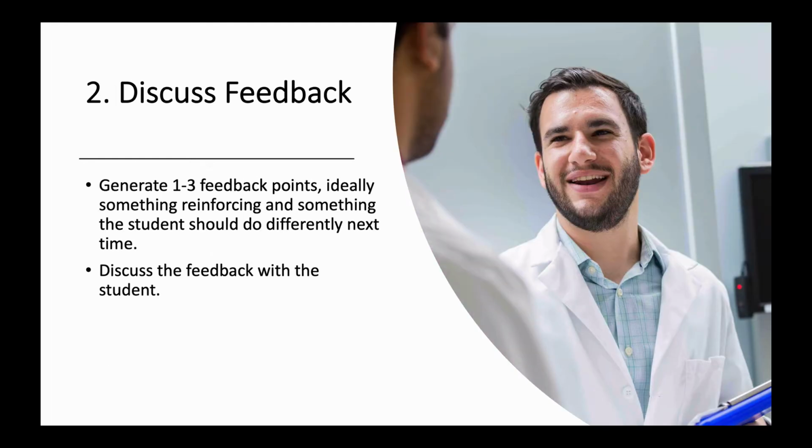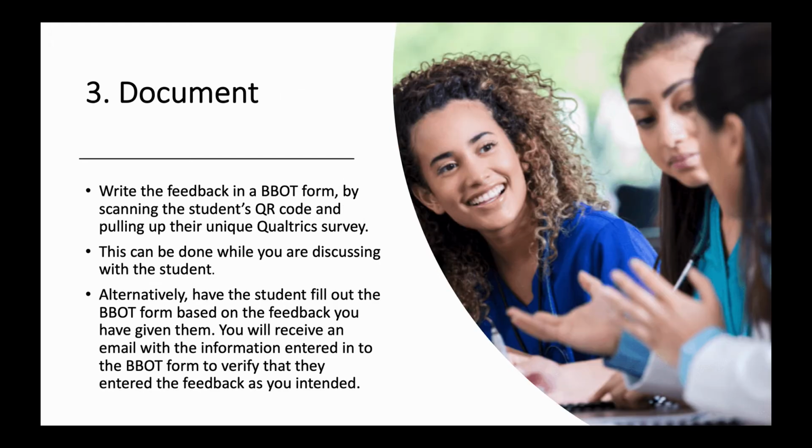The second step consists of generating 1 to 3 feedback points, ideally something reinforcing and something the student should do differently next time. Discuss the feedback with the student. The third and last step is documenting the feedback in a BeeBot form on Qualtrics survey. Documenting feedback in the BeeBot can be done while you are discussing it with the student.